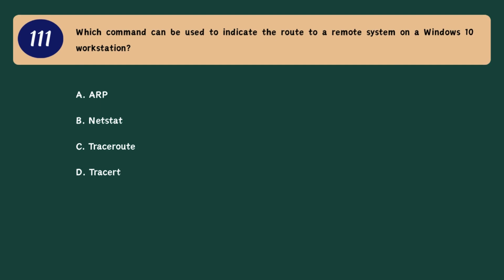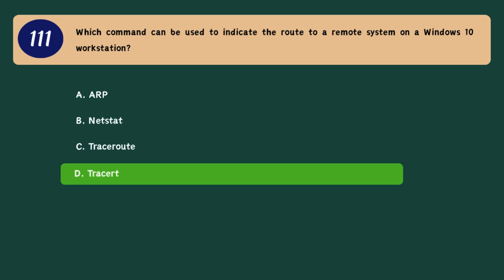Question 111. Which command can be used to indicate the route to a remote system on a Windows 10 workstation? A. ARP. B. Netstat. C. Traceroute. D. Tracert.